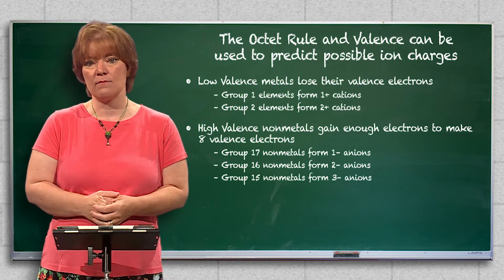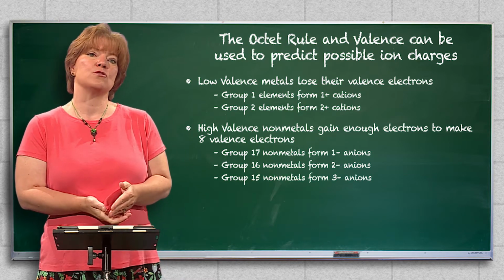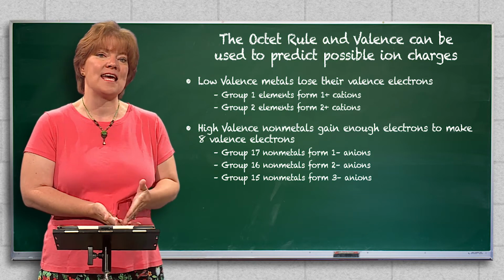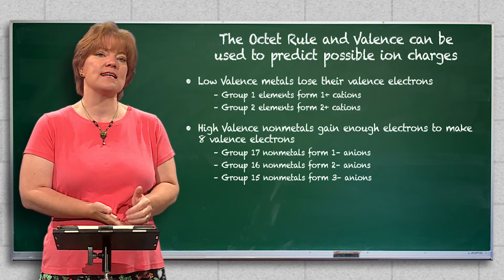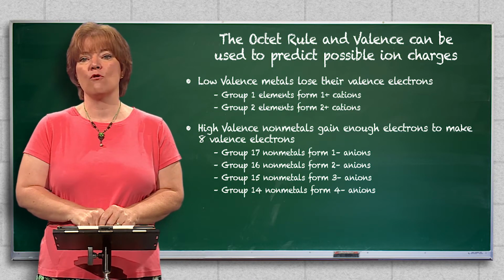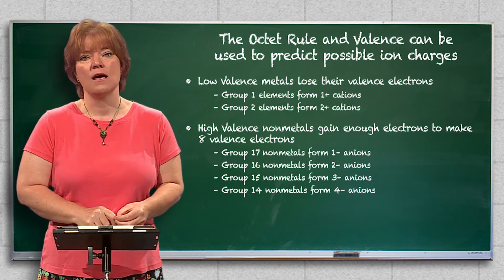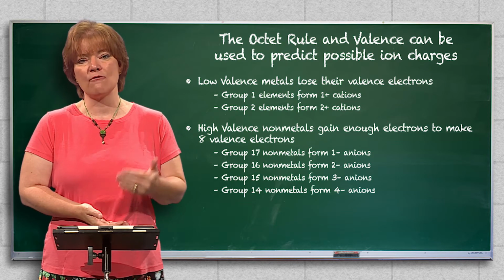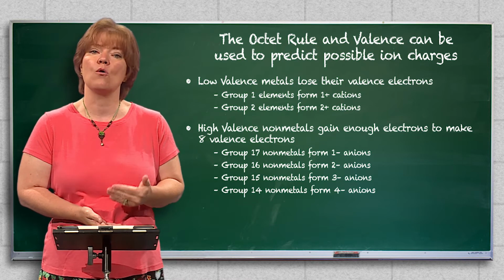Group 15 nonmetals are going to have 5 valence electrons. They can gain 3 electrons and make a -3 charged anion. Group 14 nonmetals can form -4 anions. And be careful when we're saying this. This is not every element in group 14. This is only the nonmetals.